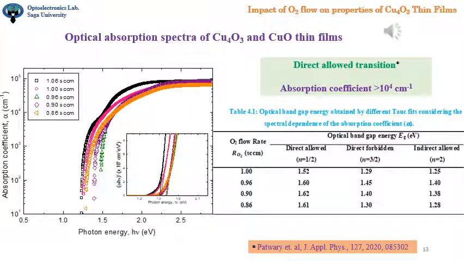If we look at the graph, we see that the large absorption coefficient of higher than 10 to the power 4 per cm suggests that Cu4O3 has a direct allowed transition. The inset of the figure shows plots of alpha h nu squared for the same samples as a function of photon energy. For the Cu4O3 thin films synthesized at oxygen flow rates from 0.86 to 1 SCCM, the spectra show an optical band gap of 1.52 to 1.62 electron volt.